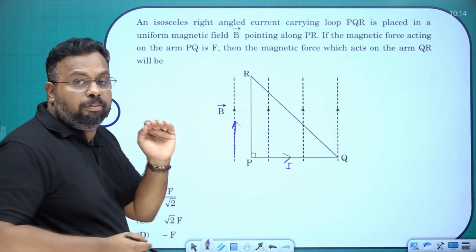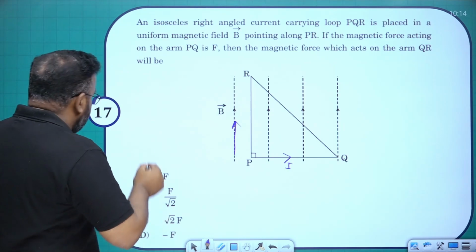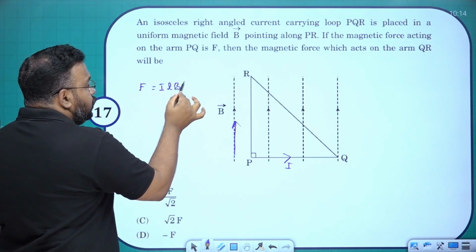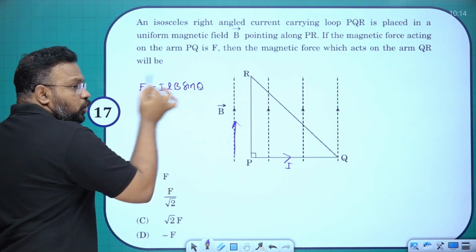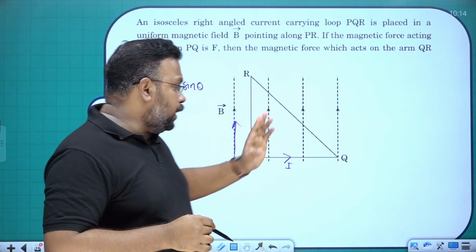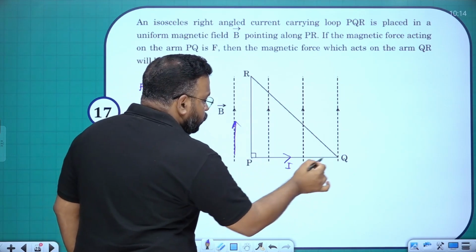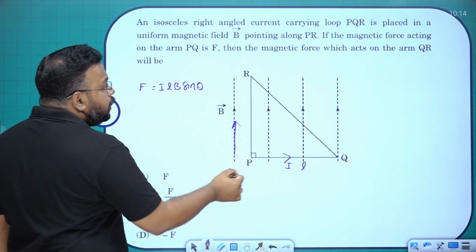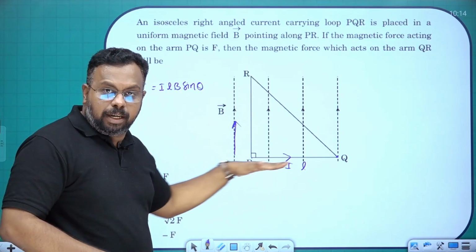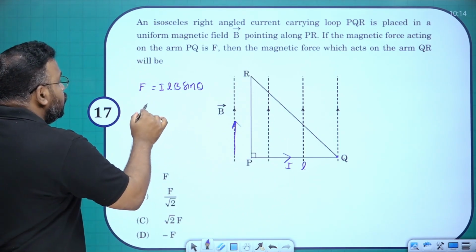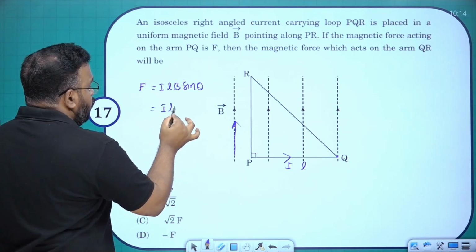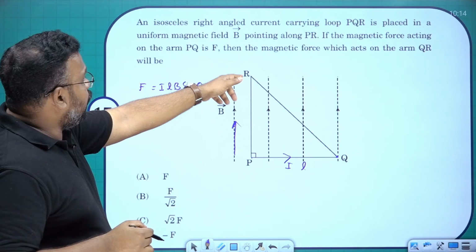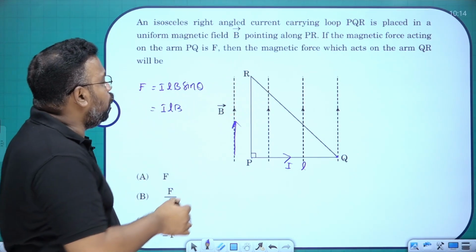So what is the force formula? Force on a current carrying conductor. You know that F is equal to ILB sine theta. This is the formula for force on a current carrying wire. So here current is I. Let us take the length of PQ as L. Then theta is how much? Magnetic field is like this, current is going like this. So theta is 90 degree. So we get F is equal to ILB. That's clear now. This is the force on the side PQ. Now what is the question? Magnetic force which acts on the side QR.